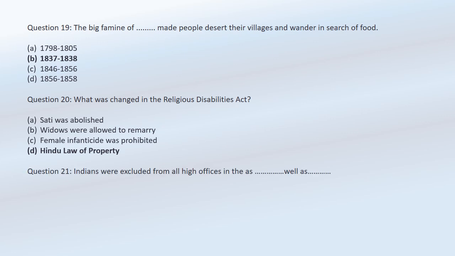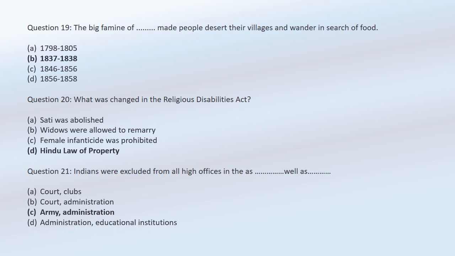Question 21. Indians were excluded from all high offices in the dash as well as dash. A. Court and clubs. B. Court and administration. C. Army and administration. D. Administration and educational institutions. Option C is the right answer. Indians were excluded from all high offices in the army as well as administration.